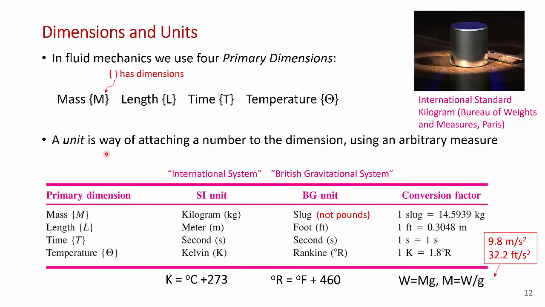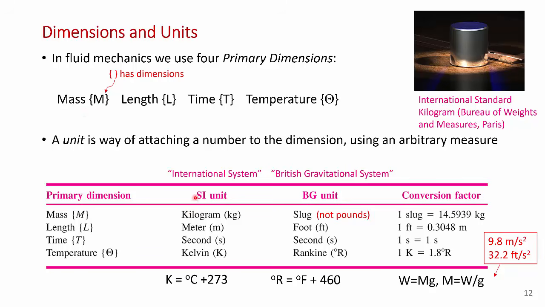And then we attach a unit to each dimension. It's really just a way of attaching a number using an arbitrary measure. And I've shown a picture up here of the standard kilogram. I don't think it's used anymore, but it used to be the kilogram against which every other kilogram in the world was measured. It was kept in the Bureau of Weights and Measures in Paris. It's the international standard kilogram. And so that's one way to attach a number to a mass, is just by an arbitrary standard.